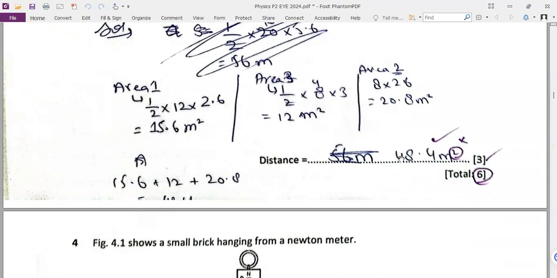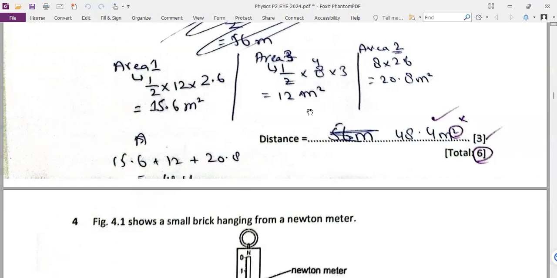So the area is not in meters squared. That is the mistake, but it is given an advantage. Make sure you don't make this mistake. The area is always in meters. So it is the area under the graph. It is not the area of the length and width type thing.